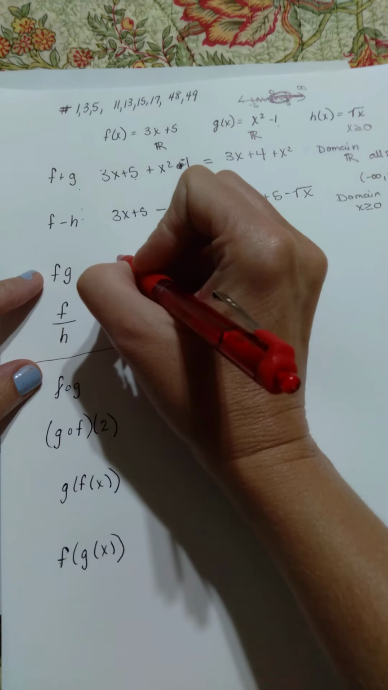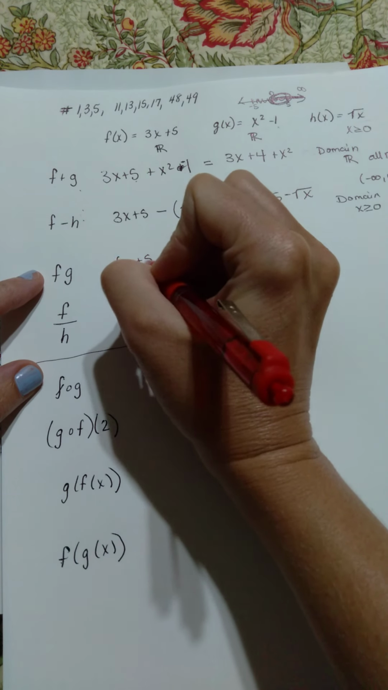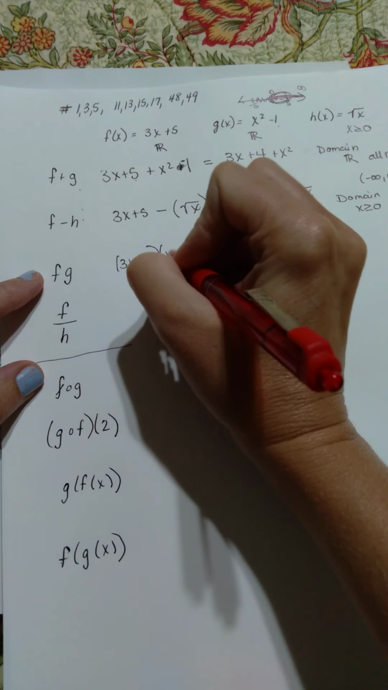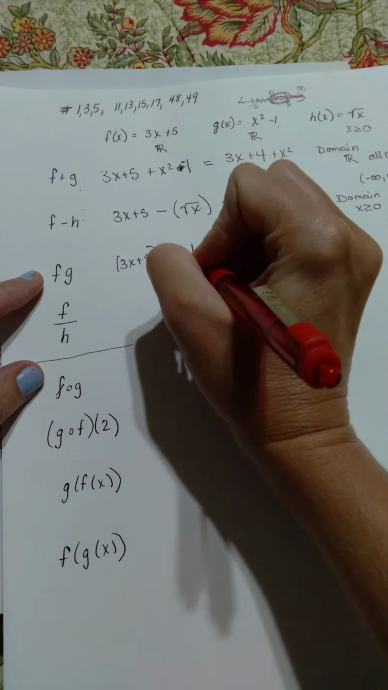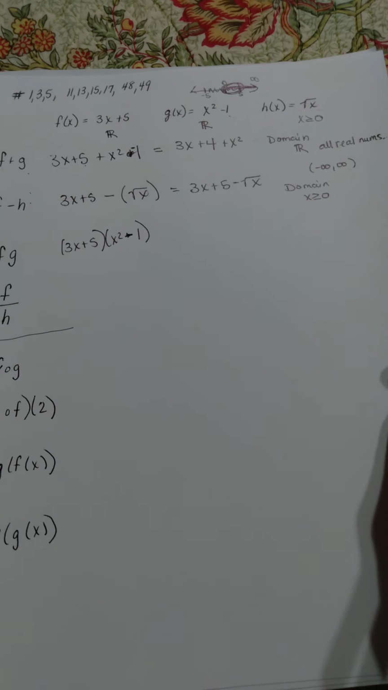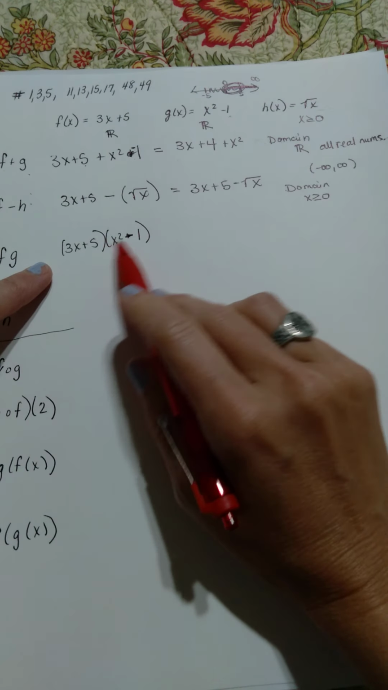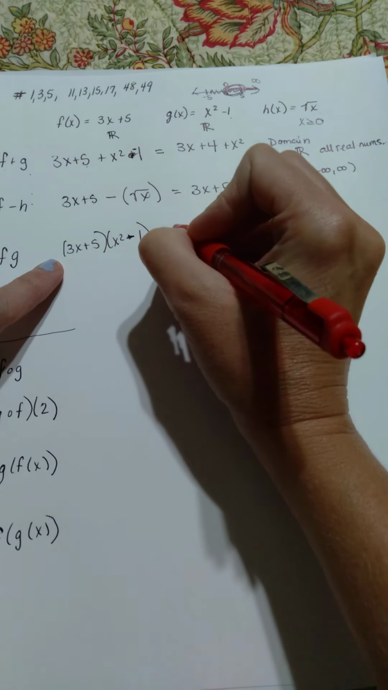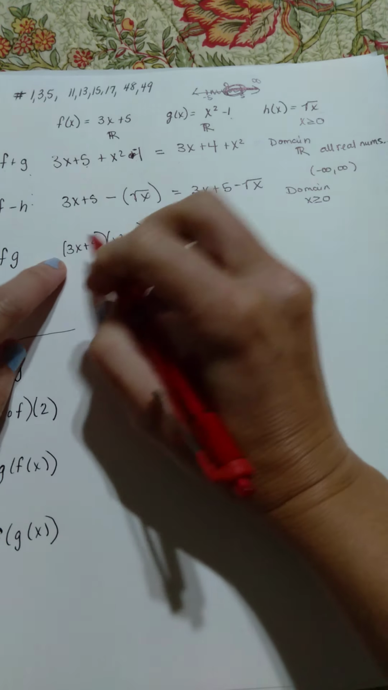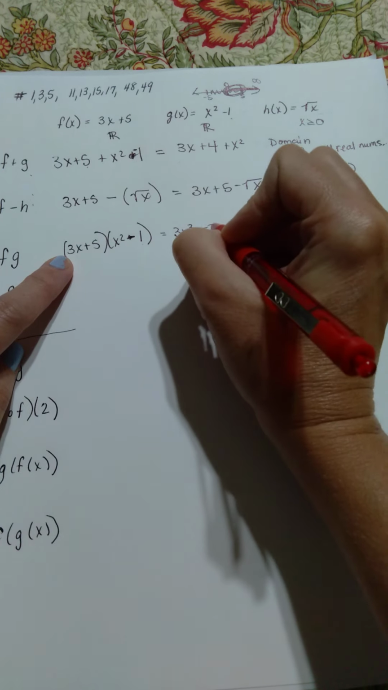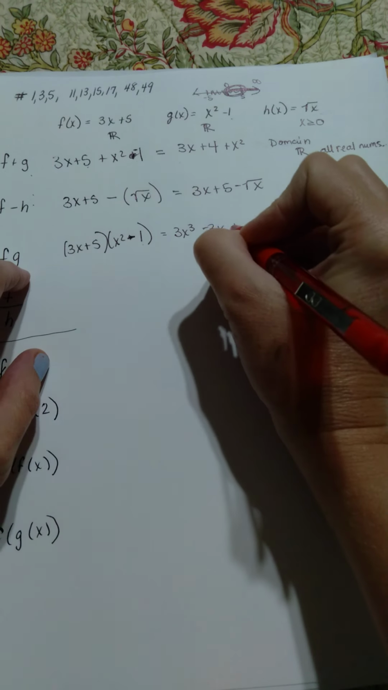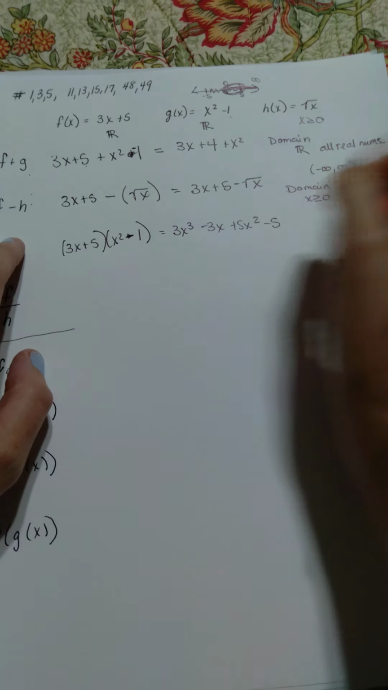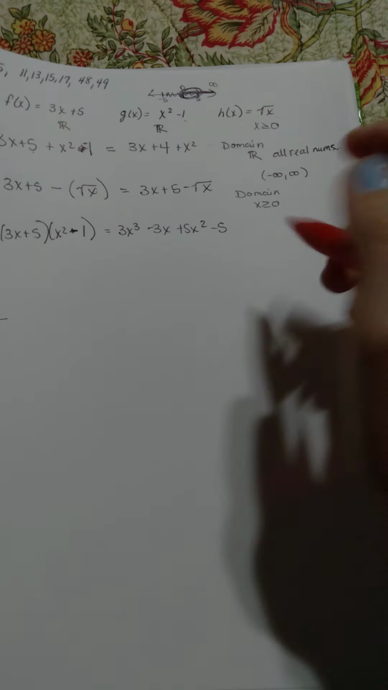FG is just f, 3x plus 5. Note that I put that in parentheses. And then g, x squared minus 1. And then I'm going to FOIL those two out so that I can see if there's anything to simplify. I'll get 3x to the third. That's first, outer, inner, last. Okay, so this is FG.